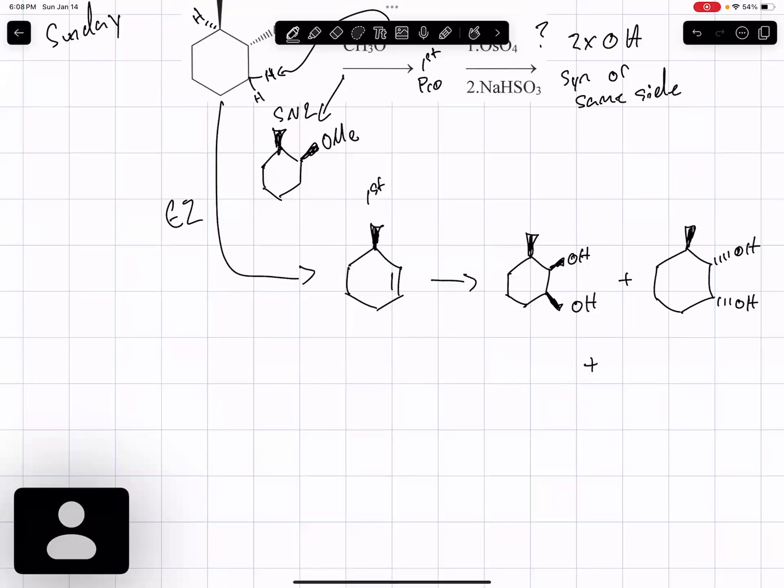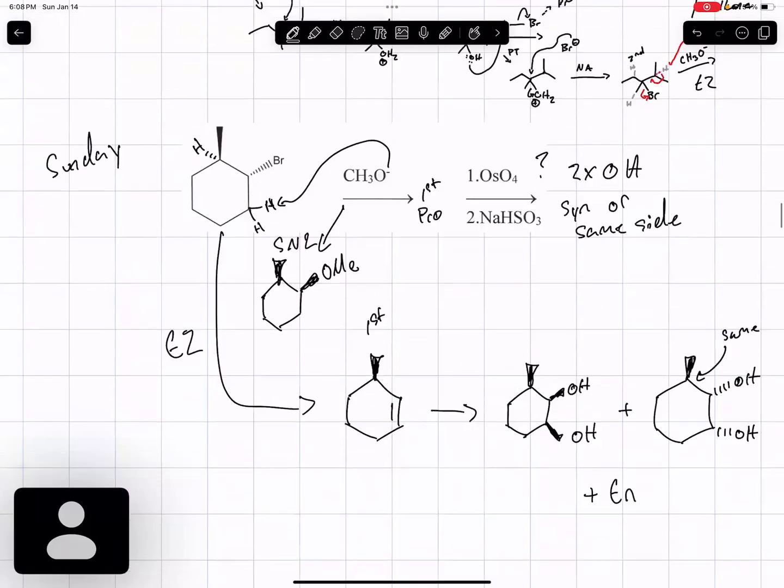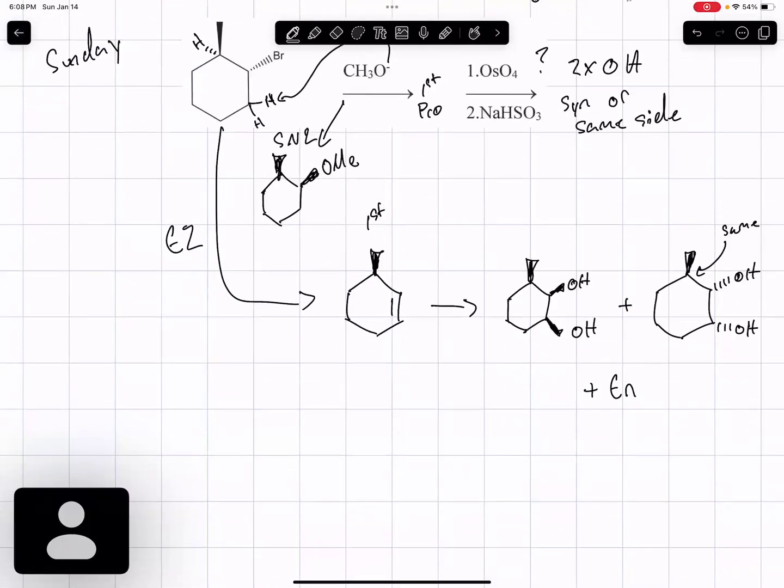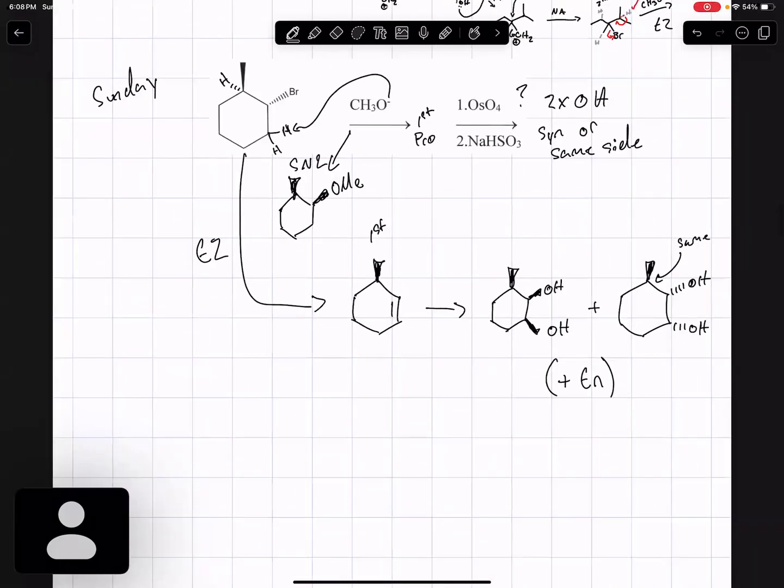Sometimes you can just abbreviate by putting an enantiomer. But this technically wouldn't be its enantiomer, it would be its diastereomer, because this configuration is staying the same. So that's just a quick point. But usually with these kinds of questions, you can just put plus enantiomer. Okay? Any questions so far?